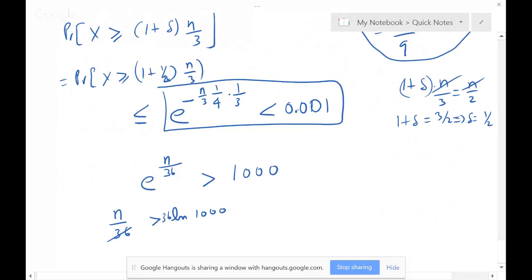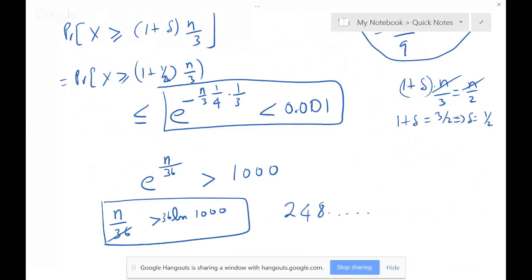So what we want is the smallest value of n such that this inequality holds. You can just punch it into a calculator, and it will come out to something like 248 point something. So the integer value that will satisfy this condition is 249, which is the answer.